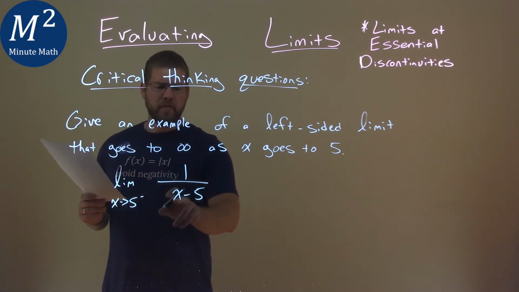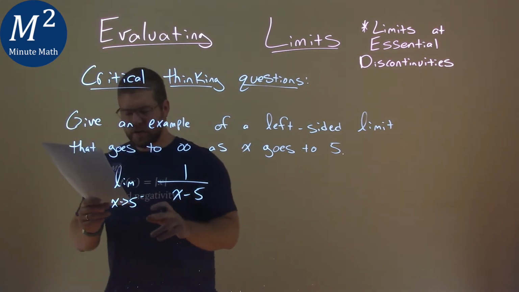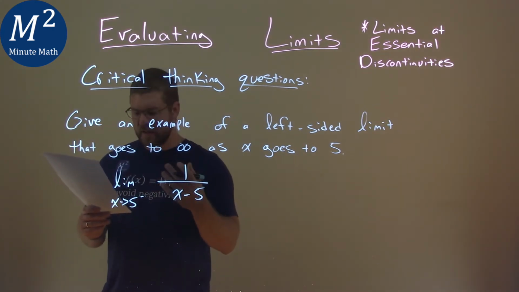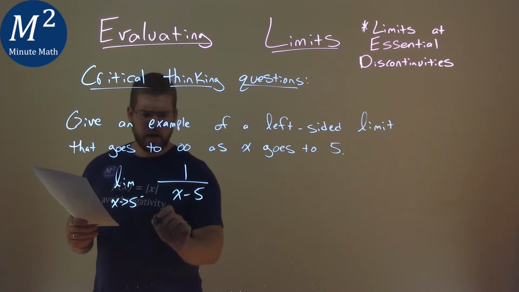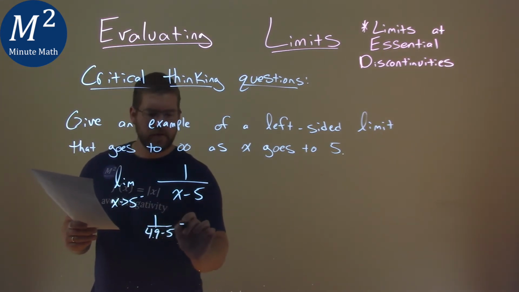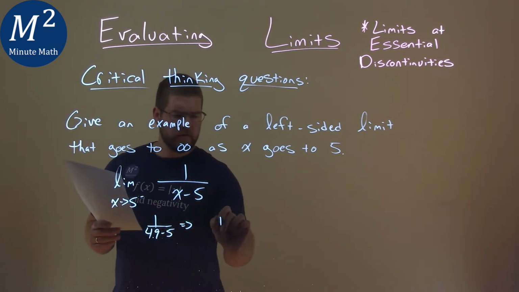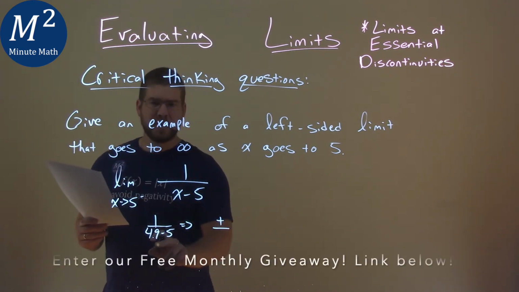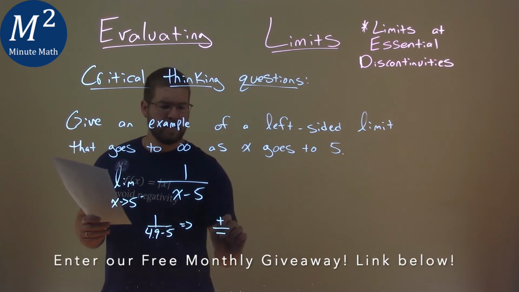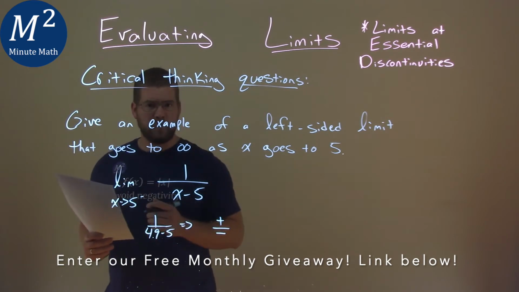Well, we know we're dividing by a 0, so it's going to some infinity there. But if we pick a value just to the left of 5, let's say 4.9, what happens? Well, we have 1 over 4.9 minus 5. In regards to positive and negative, the numerator is positive here, and our denominator actually comes out to be a negative. A positive divided by a negative is a negative, and we want to go to positive infinity.